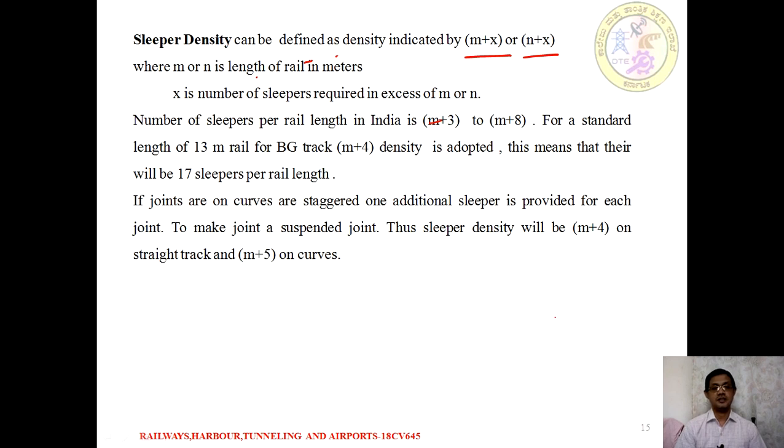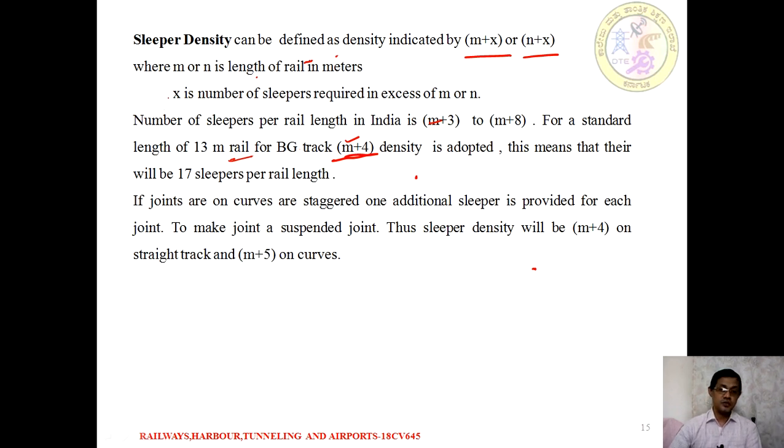For the standard, as I had explained, for a BG track it is usually m plus 4. So m plus 4 means, whatever the rail length we are using, m is the rail length, that is 13 meters of a rail. The number of sleepers required for that rail length is 70 sleepers, when it is on a straight track.